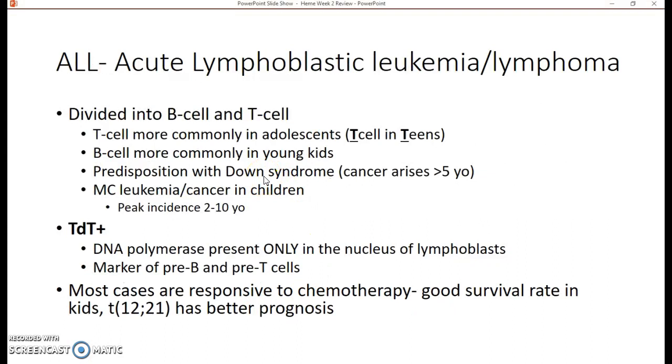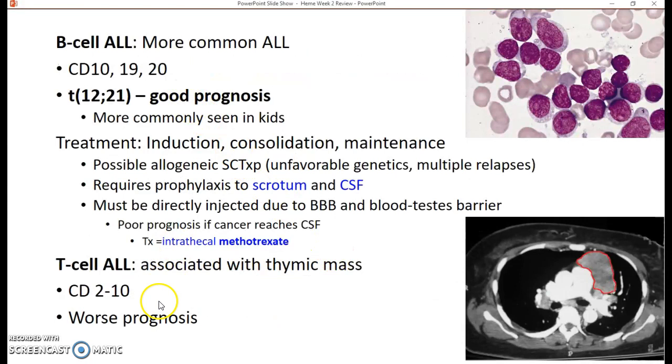ALL has B cell and T cell types. T cell is more common in teens. B cell is in younger kids, age 2 to 10. ALL is more common in kids overall. All ALL lymphocytes are TdT positive. That's in lymphoblasts, pre-B and pre-T. There are other specific markers in B and T cell: for B cell, CD10, CD19, CD20, and for T cell, CD2 to CD10. T cell in general is associated with a thymic mass and a worse prognosis. I'll let you read about the treatment here of B cell ALL. These are just some pictures of acute B cell ALL here.